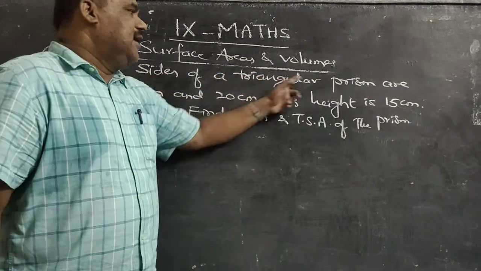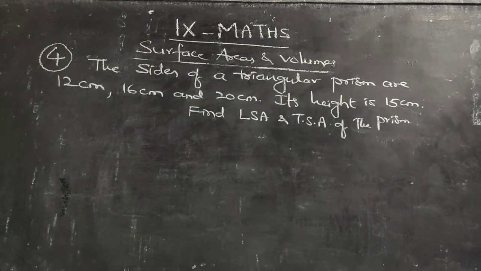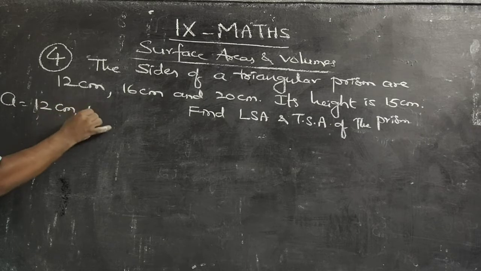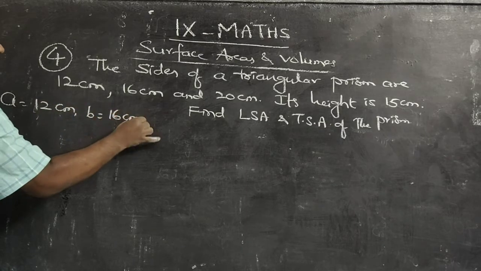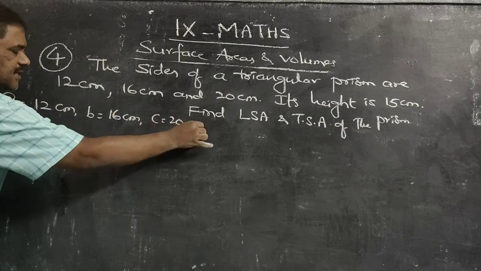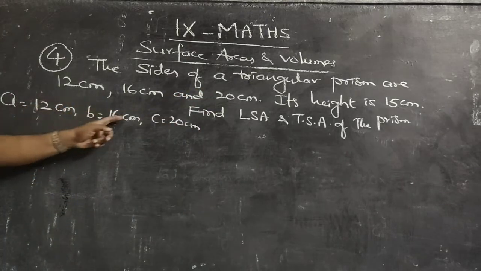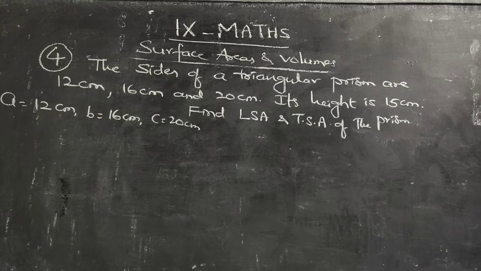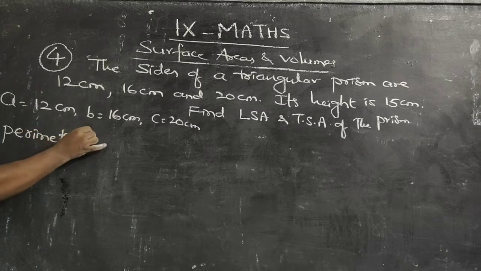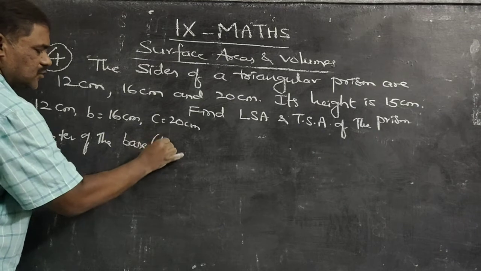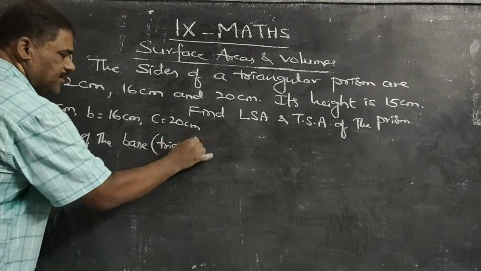So here triangular prism means base is a triangle. For a triangle, three sides are there, three sides are given. Let us suppose sides of the triangle are a, b, c: a is 12 centimeters, b is 16 centimeters, c is 20 centimeters. These are the three sides of the base. Now, first we have to find perimeter of the base. Base is a triangle, so perimeter of the triangle we have to find.